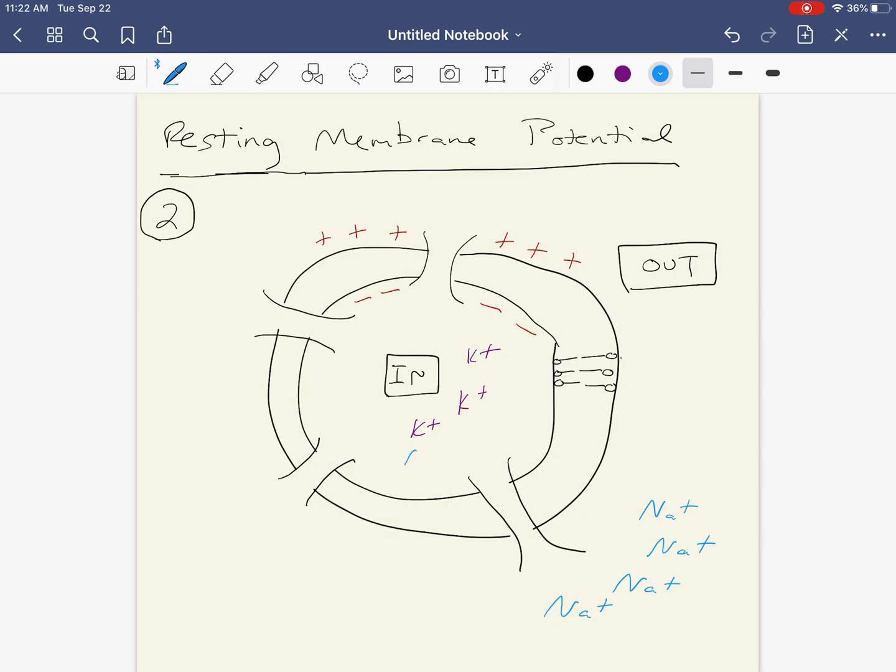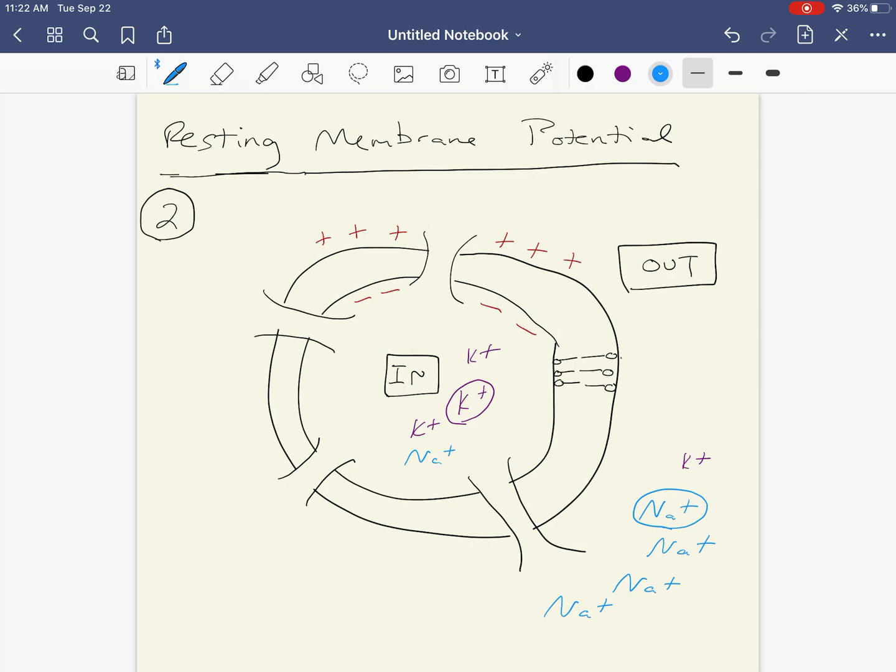Now, there will be a little bit of sodium on the inside, and there will be a little bit of potassium on the outside, but there's always going to be more potassium on the inside and more sodium on the outside. And as we're going to find out, it is the movement of these ions that generates this negative charge at rest. And what we're going to find out later this semester is when we manipulate these ions even more, that's how we generate a nerve impulse. So it's all about the ions, baby.